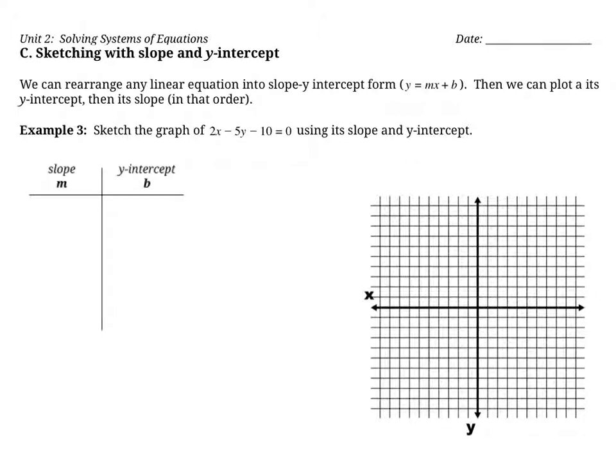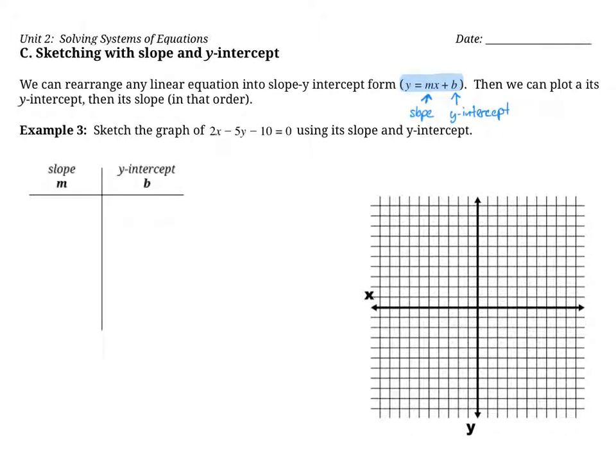Now our last method is using the slope and the y-intercept to sketch our equation. Now recall that we have a form of an equation called slope y-intercept form, and that is this right here. It tells us directly what the slope is and what the y-intercept is. M, the number in front of x, our coefficient of x, is our slope. And b, our constant number, is our y-intercept.